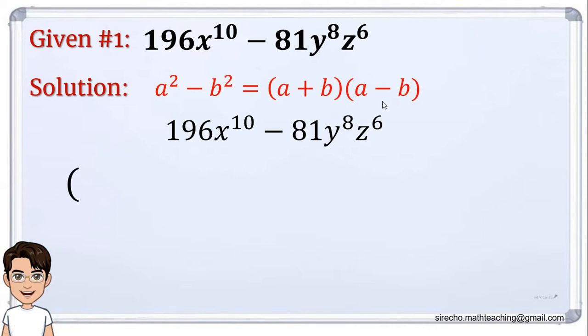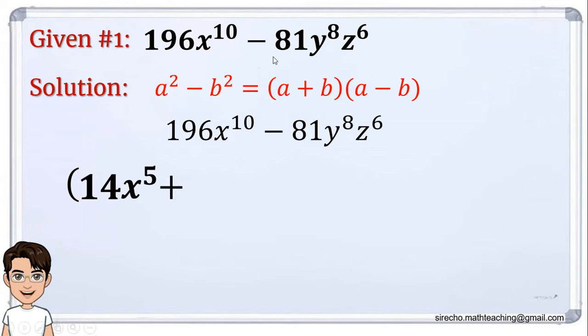Since we know that 196x to the 10th power is a perfect square, meaning it comes from a square root that is a whole number, we take the square root of 196, and that is 14. Then for the variable x to the 10th power, its square root is half of the exponent. Multiply 10 by 1 half, and that is x to the 5th.